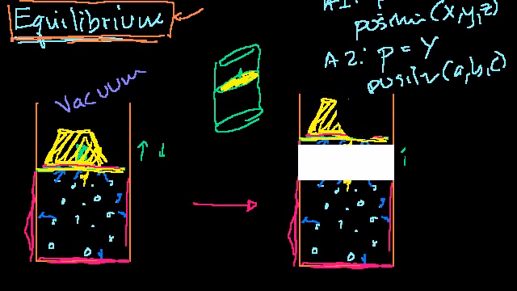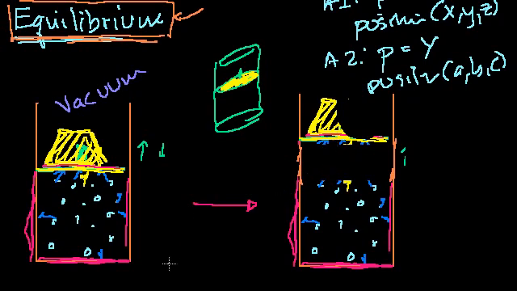And let me fill this in. This shouldn't be white. This should be black. Let me put some walls on the container. So if we wait long enough, eventually we'll get to another equilibrium state where the piston on top, or the ceiling, isn't moving anymore. And now the gas has filled this container.